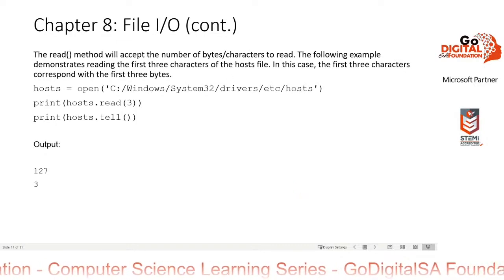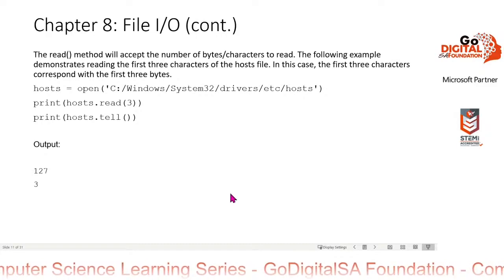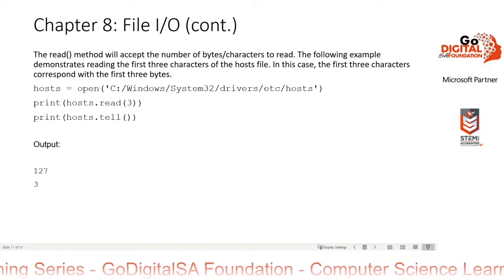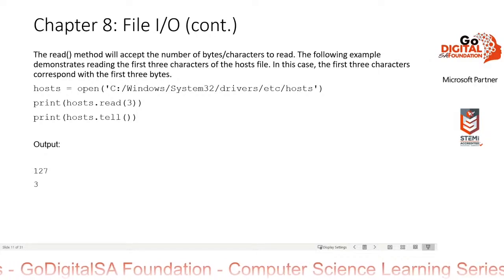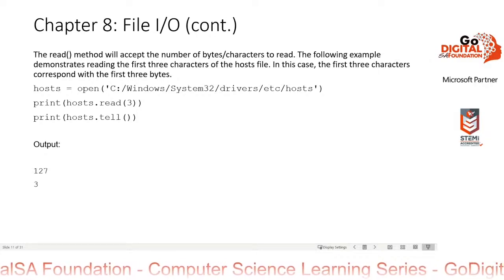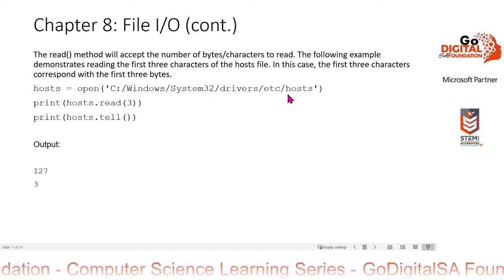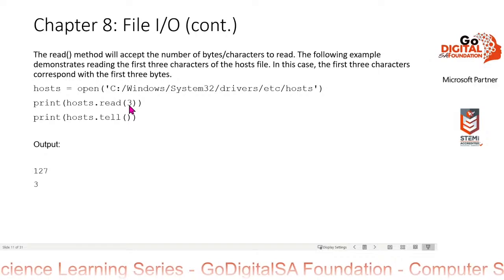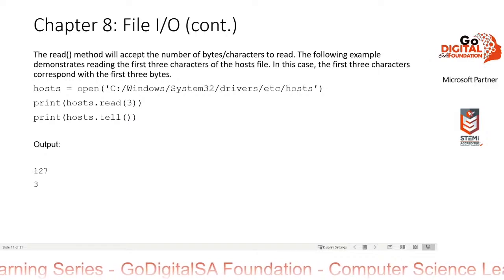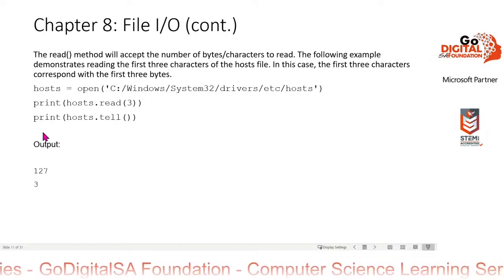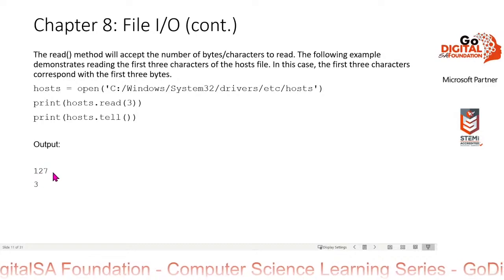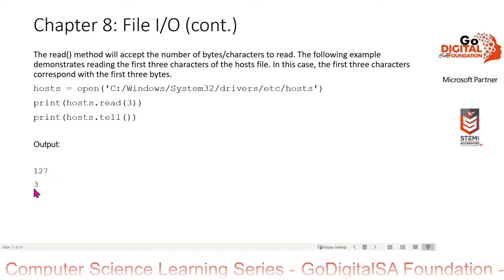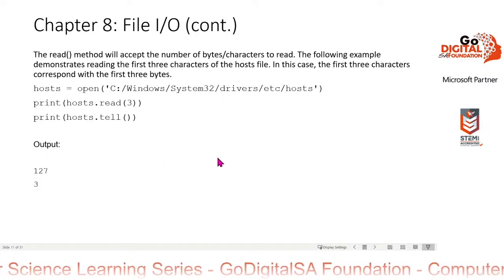The read method will accept the number of bytes or characters to read. The following example demonstrates reading the first 3 characters of the hosts file. In this case, the first 3 characters correspond with the first 3 bytes. So here again, we open the hosts file, then we print hosts.read(3). That will print the first 3 bytes, which happens to be the first 3 characters, and that would be 127. And then if we print hosts.tell, it shows us the position, and the position will be 3.